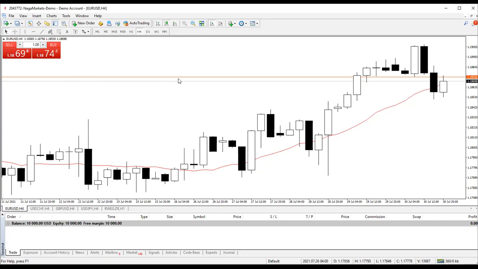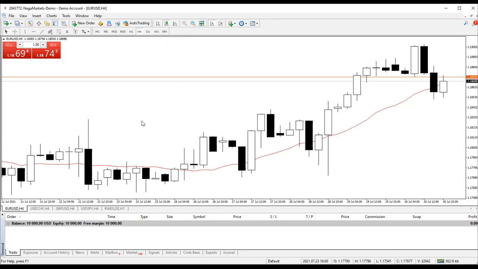Now, let me explain this quickly, and then we could move on. On the MT4, we do have what we call time frames. We have 9 time frames. That is the M1, which means 1 minute, 5 minutes, 15 minutes, 30 minutes, 1 hour, 4 hours, daily, W1, which is weekly, and then the MN, which is monthly.